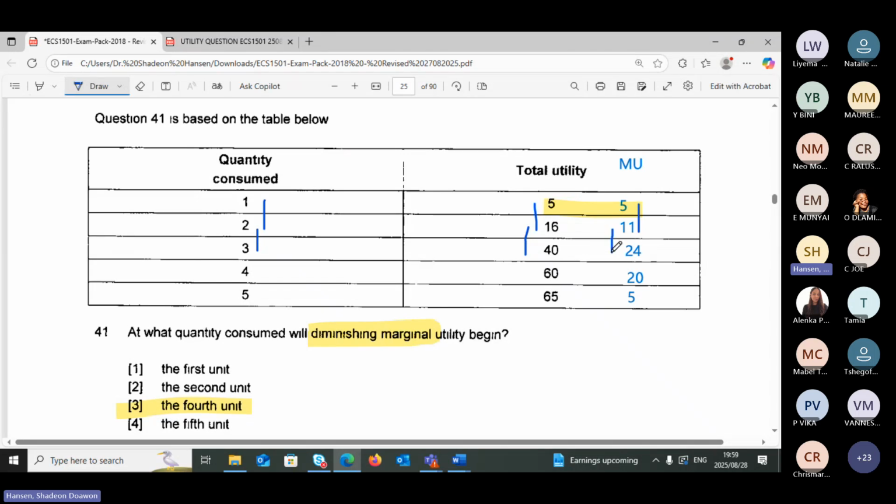But now as we increase our consumption from 3 to 4, after the fourth unit of whatever good this is we consume, what happens? Total utility increases from 40 to 60, but marginal utility declines from 24 to 20. You see? So at what quantity consumed will diminishing marginal utility begin? That would be at quantity number 4.